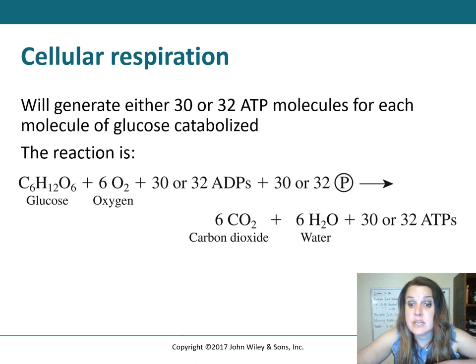And what do we use ATP for? Well, we talked about it earlier. We use ATP to help drive anabolic reactions. So we break down molecules, or we break down glucose via catabolic reactions, and then we use the ATP we make to drive anabolic reactions, reactions that build up or make larger molecules.